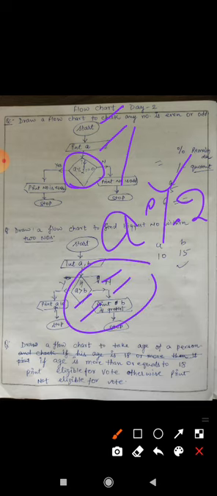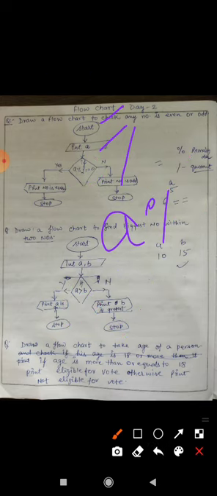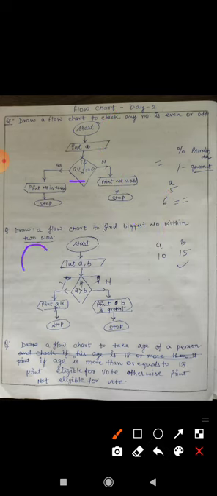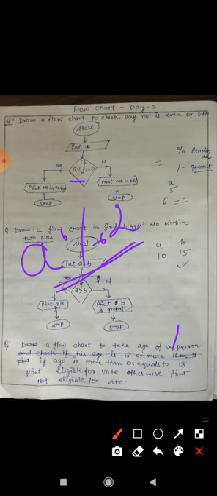This is the equals to sign in Java. This one is not equals to. This one is the equals to sign. So what is there? So this answer means what? Please pay attention. When you write A modulus 2, it will return what? Remainder. If this remainder is equals to what?